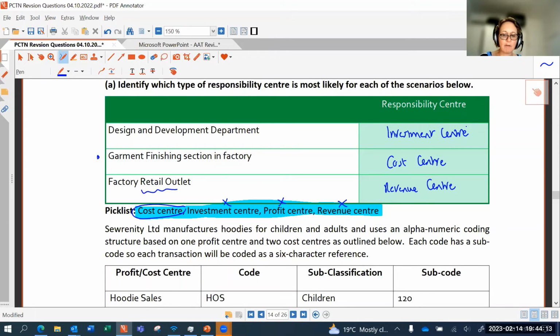So these people are going to be assessed based on, in part, the amount that has been invested in there, because we see this as an investment in the future. So we want to keep a track of what we've invested into this department, because eventually it's going to contribute towards the success of the business. So this one we're going to say is an investment centre. Remember, each one is only used once.